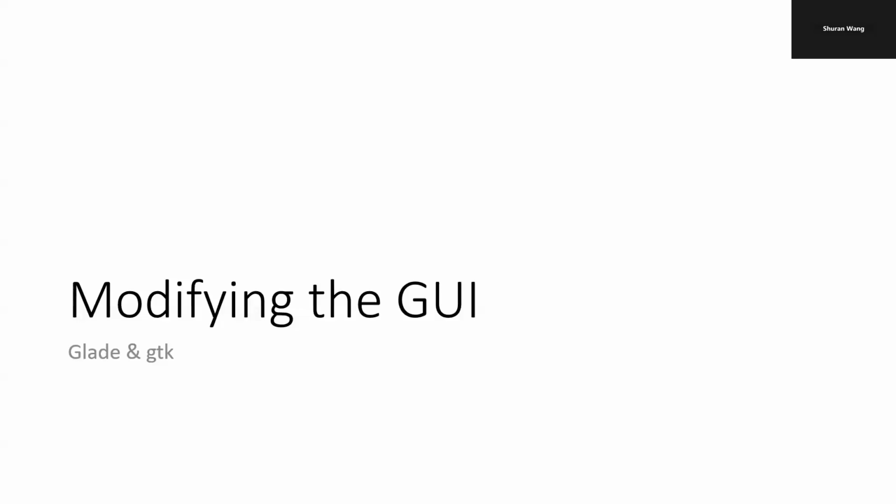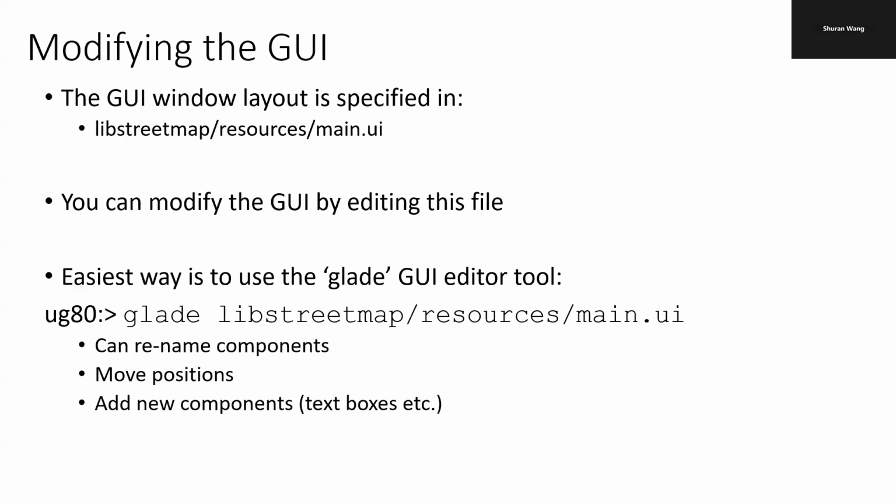So today's tutorial 7. And in this tutorial, there are 2 parts. The first part is how to modify the GUI using Glade and GTK. And the second part is how to profile and measure where time goes in your program. I'll start with the first part, modifying the graphical user interface.